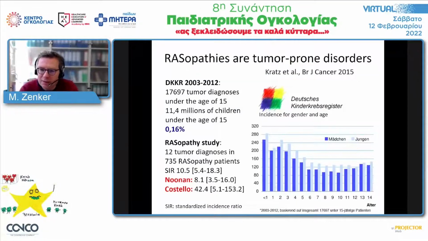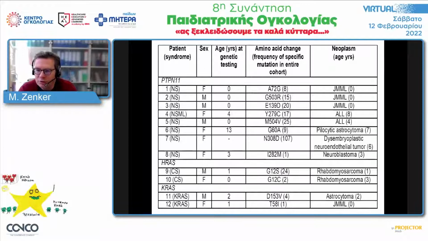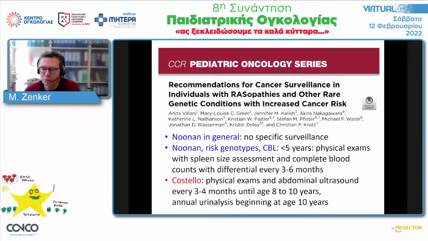And together with Christian Gratz and the German Kinderkrebsregister, we have conducted an epidemiological study that confirmed again that Noonan syndrome is associated with an increased risk of tumors, and Costello syndrome with a really strong increase in tumor risk. And the tumors that were observed in this cohort were the same. We knew already the JMML and other leukemias in Noonan, and also brain tumors. And the rhabdomyosarcoma is a typical Costello-associated tumor.